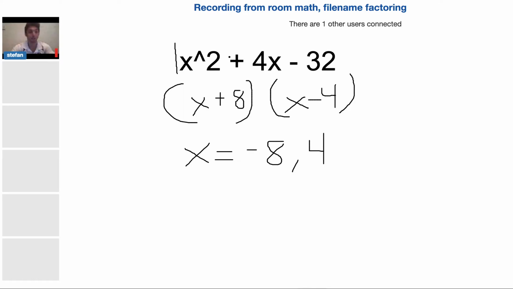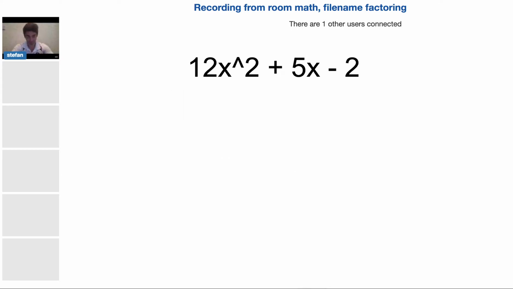Now, when the leading coefficient isn't 1, it gets a little trickier. So let's do an example. Not only do we have to find factors of negative 2, but now we also have to find factors of 12. When you cross multiply the two, that result has to equal positive 5. So I'll show you what I mean. Let's first find two factors of 12. Our options here are 12 times 1, 6 times 2, or 4 times 3.